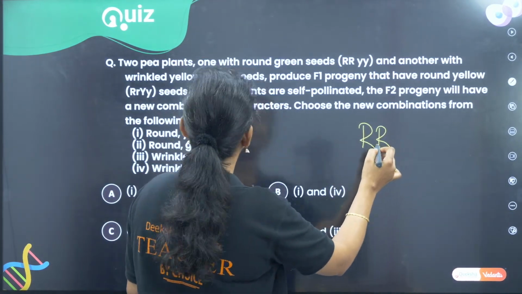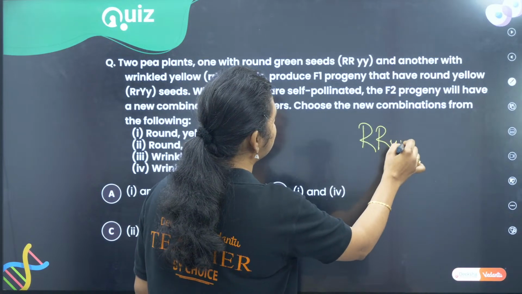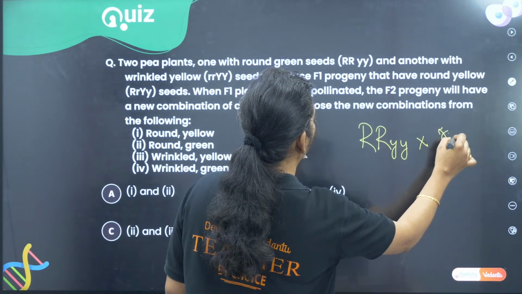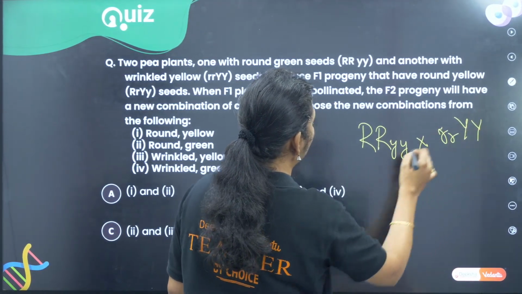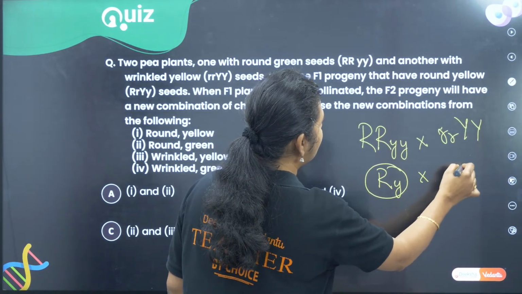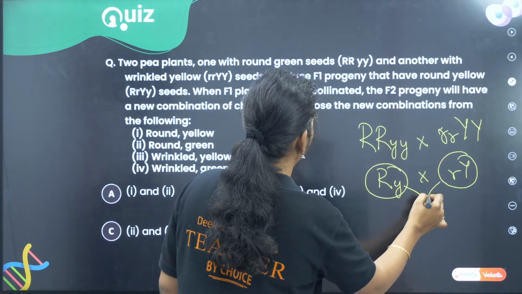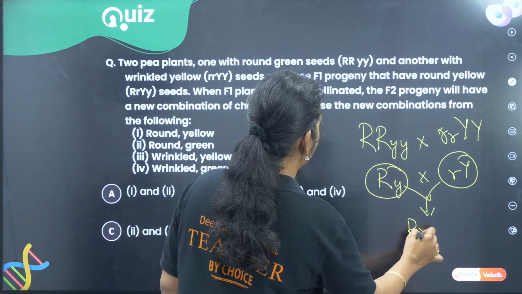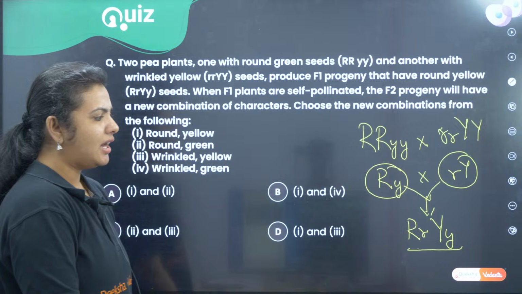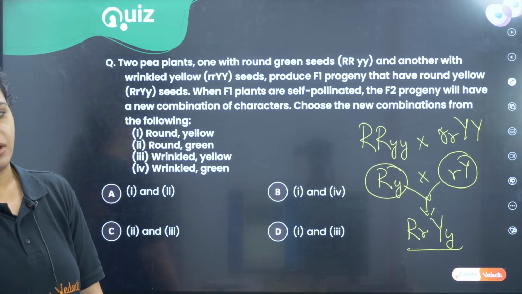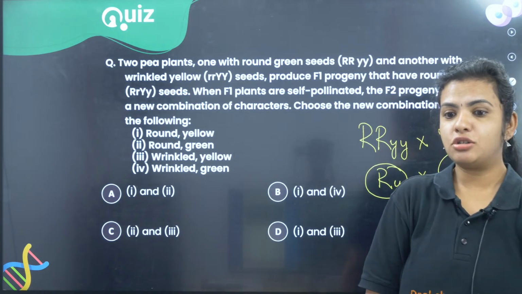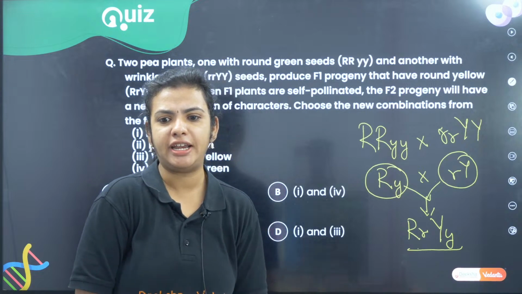So, capital R, small y, crossed with small r, capital Y. So, this has this combination and this combination. When they have inbred, we have capital R, small r, capital Y, small y. And if you remember, this is the combination of your dihybrid cross. Correct? So, most of you have got it right.